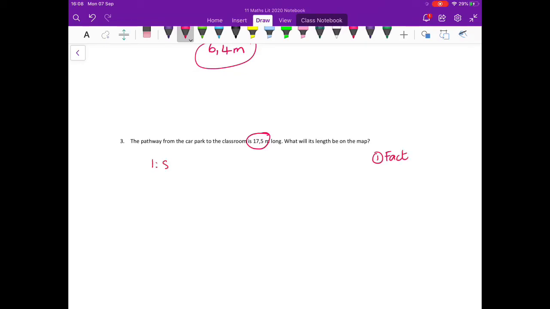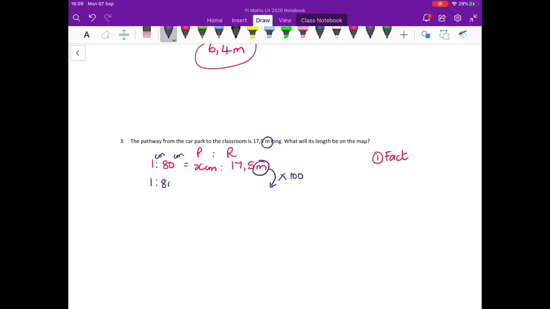So we always start with our fact. The fact was 1 to 80 equals paper to reality. Meters over here tells you that it is in reality. So I've got 7,5 meters. I want to find out how many centimeters on paper. Remember, it is implied centimeters to centimeters, so this is the problem. Meters to centimeters, you go and find King Henry and you multiply by 100.